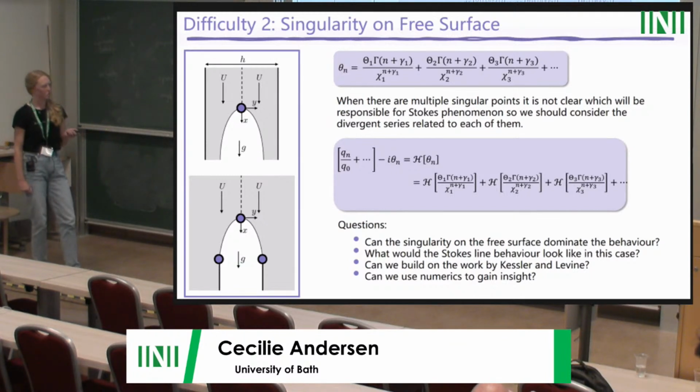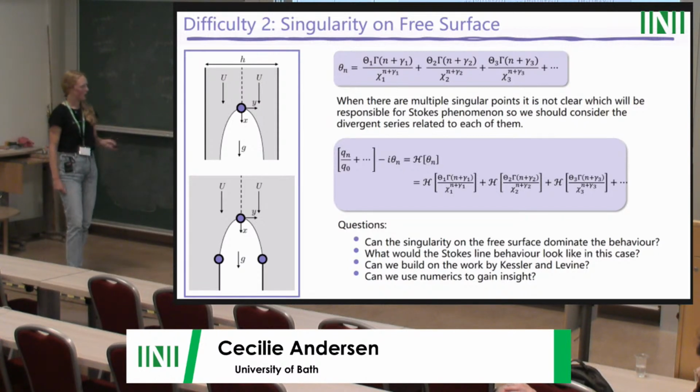Thirdly, there appears to be some work by Kessler and Levine which deals with singularities and branch points that lie on the free surface. In their work, they take an inner region close to the key point and then an outer region away from that in their analysis. But they don't have any Hilbert transforms. So to be able to use that, we'd at least need to build on their work to incorporate some sort of boundary integral into it.